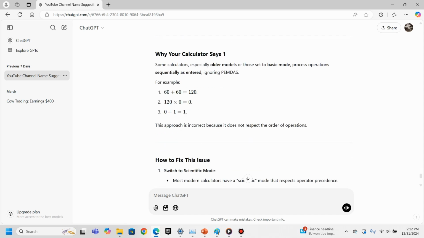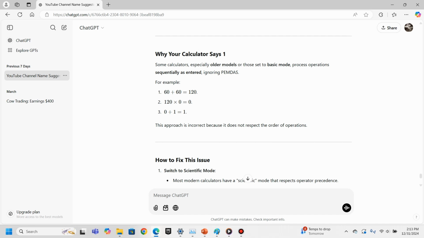But why does your calculator say 1? Some calculators, especially older models, and actually the truth is just cheap ones, those set to basic mode, process operations sequentially as entered, ignoring PEMDAS, or basically ignoring the order of operations. And what those calculators will do, if you try to enter them in as an expression, it'll take 60 plus 60, get 120. 120 times 0 is 0, and then 0 plus 1 is 1. That approach is incorrect, however, because it does not respect the order of operations.